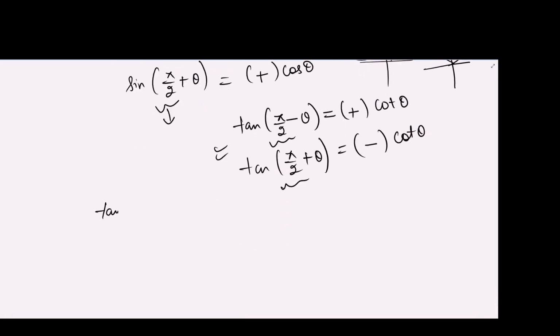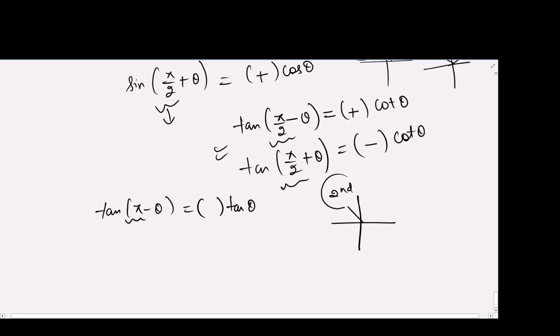So we have tan(pi minus theta). There is a pi, so the function will not change, tan theta, and pi minus theta means second quadrant. Second quadrant means negative. Tan(pi plus theta): the function will not change because there is a pi, so tan theta, and pi plus theta is the third quadrant, so there will be a positive sign because tan theta is positive in the third quadrant.